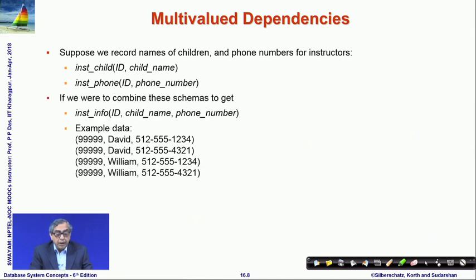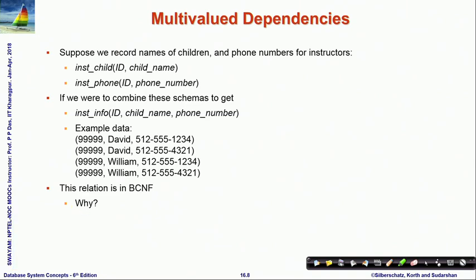So, naturally, if I combine them into a single relation, you have a set of possibilities of multiple different tuples, because given an ID there could be multiple children, and given an ID there could be multiple phone numbers. Mind you, this relation inst info is still in Boyce-Codd normal form, because there is no functional dependency that holds on this relation.